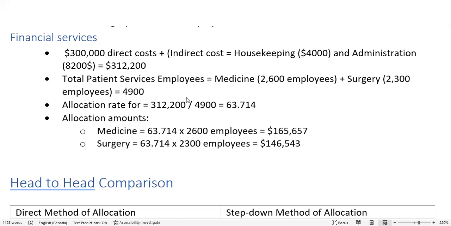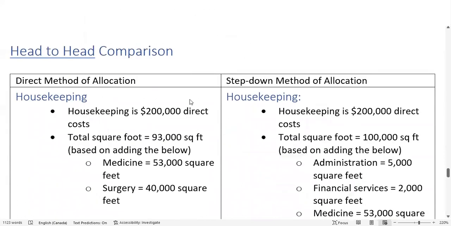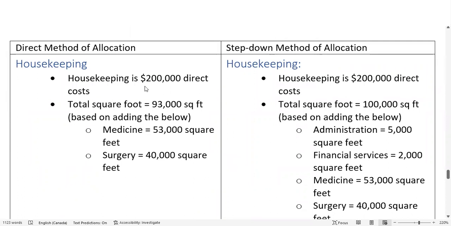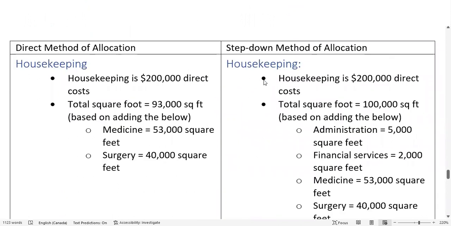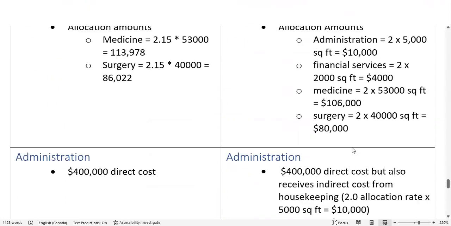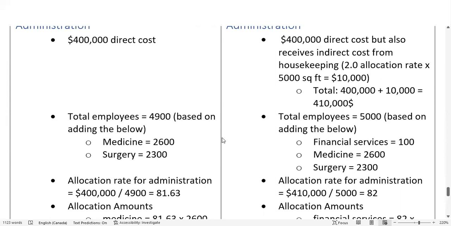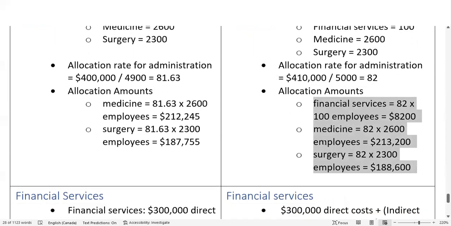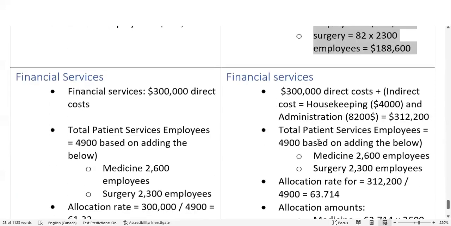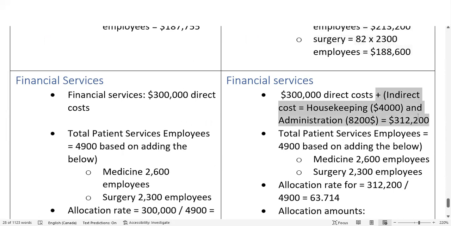Let's compare what the difference is between direct method and step-down method. Right? So for example, for housekeeping, remember direct method only provides allocated amounts to the patient service departments. So it's only medicine and surgery. Whereas in step down, the housekeeping department has to provide funding to the support services underneath it, which is administration and financial services. Again, for administration, it's the same thing. We take a look at also the employees underneath administration, which is your financial services here, right? And so that means that the allocated amounts would differ. And for the financial services department, the figures differ because they also factor in the funding from other departments.